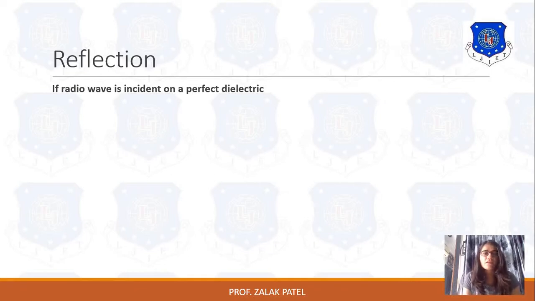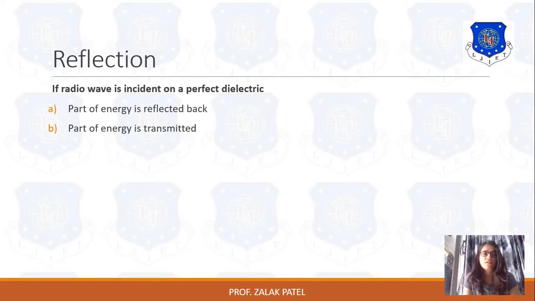Now for a perfect dielectric there will be two types of conditions. First is when part of the energy is reflected back, and the second is when part of the energy is transmitted. Due to these two conditions there are two different components, ER and ET. ER means the field strength component of the reflected wave and ET means the field strength component of the transmitted wave.